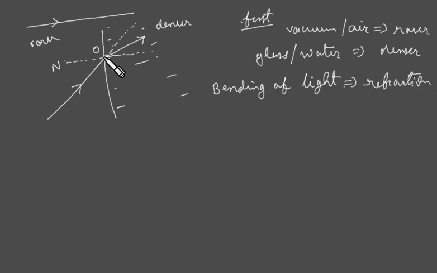Now this bending of light happens in different ways. When the light travels from the rarer to the denser medium, it bends towards the normal, and when it comes from the denser to the rarer medium at the surface of separation of two media, it bends away from the normal. Actually this property is nothing but the reversibility of light.